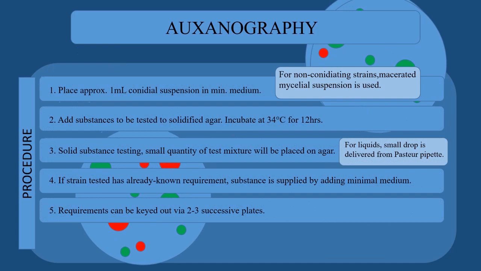If the strain being tested has an already known requirement, or in addition to the unknown requirement, then the substance can be supplied by adding it to the minimal medium used for plating. And lastly, the requirements of unknown auxotrophs can be keyed out stepwise using 2 or 3 successive plates. All 3 may be prepared at the same time, and those not used in the first step are refrigerated until they are needed.